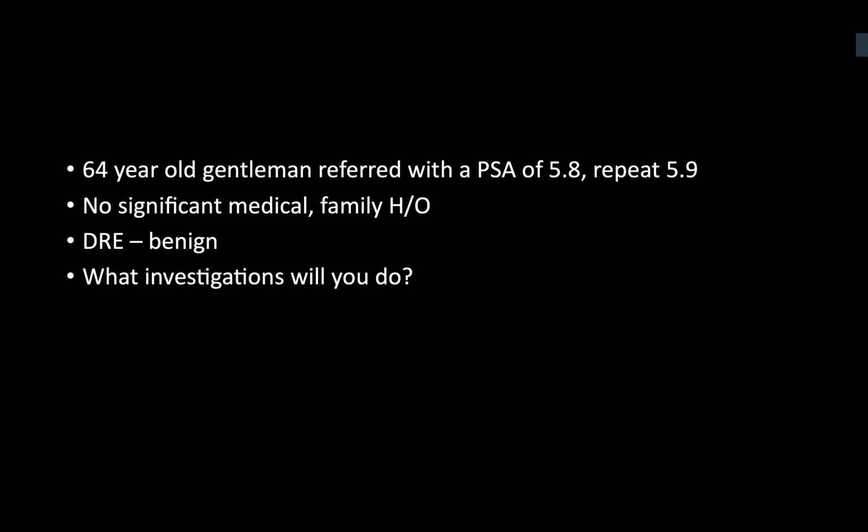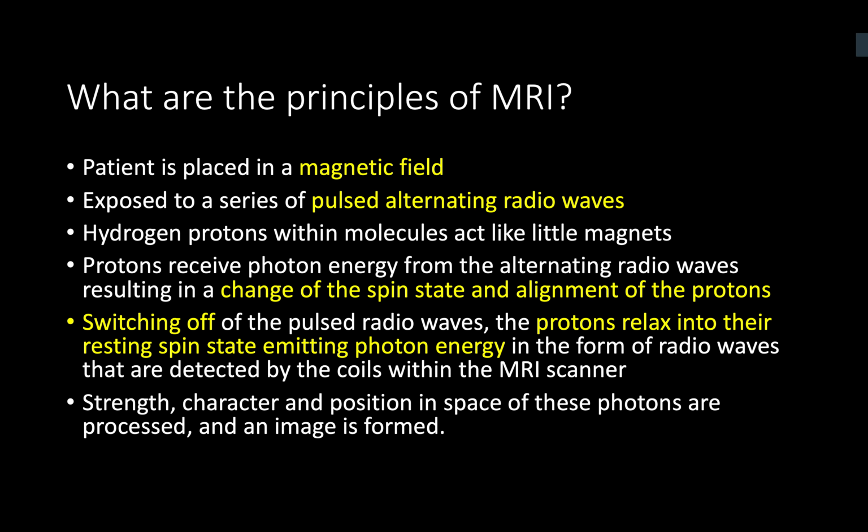You have a 64-year-old gentleman referred by GP with a PSA of 5.8, repeat PSA of 5.9, no significant medical or family history, DRE is benign. So, what investigations you want to do afterwards? So the investigations I would arrange for this gentleman is a pre-biopsy multiparametric MRI, and depending on the results, I would also arrange a trust biopsy. Well done. Why multiparametric MRI?